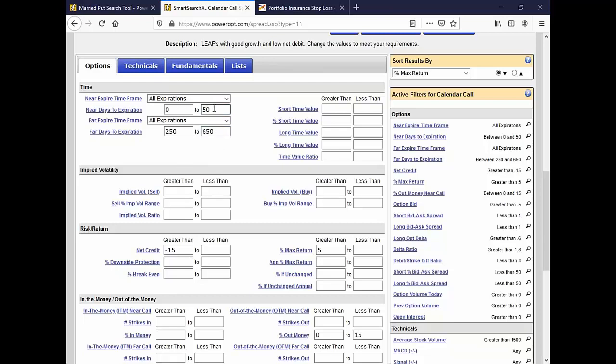Okay? You wanted to do weeklies, so I might look for something that's, say, 2 to 14 days out in time on the short, and maybe I'm only going 3 to 4 or 5 months out. Well, let's go 2.5 to 3. Let's go 75 to 105.